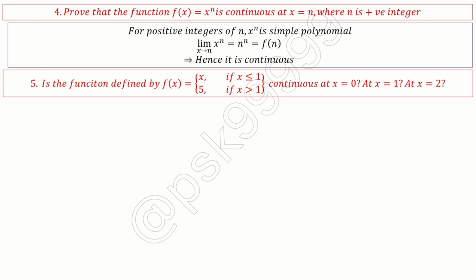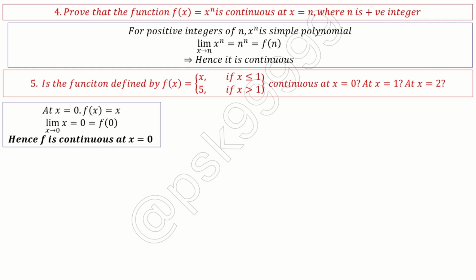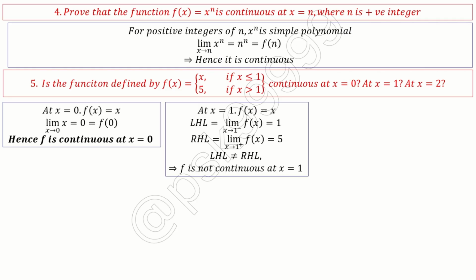f of x is defined as x for x less than or equal to 1 and 5 for x greater than 1. Is it continuous at x equal to 0, 1 and 2? So simple thing. At x equal to 0, which equation will you take? At x equal to 0, f of x is just x. Only x, so it is a straight line equation. So this is continuous. We know it. And at x equal to 1, this is where you will get a condition. You have to check LHL, RHL.